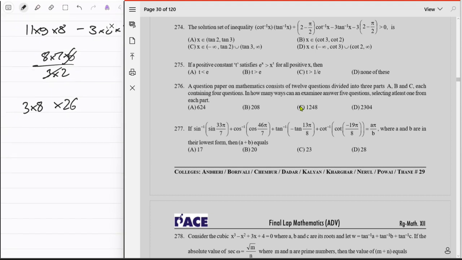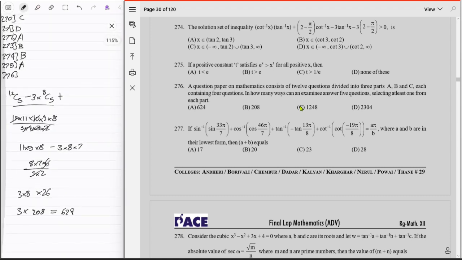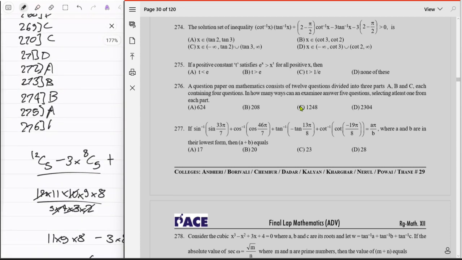Right. So what will it become? Like 3 times 16, and then 16 times 13 times 8, which is 208. Okay, so 64 ways, which is the next question.